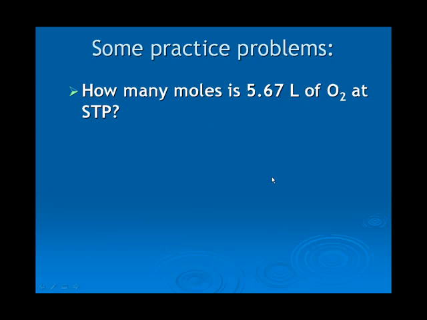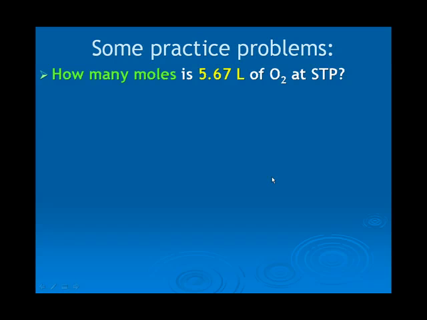All right, how many moles is 5.67 liters of oxygen O2 at STP? Okay, circle what you're given, put a box around what you know, and then start to set up the problem. It would be nice here if you paused and tried to set up one of these on your own. So moles is what I'm looking for. So there's my X. I'm provided 5.67 liters.